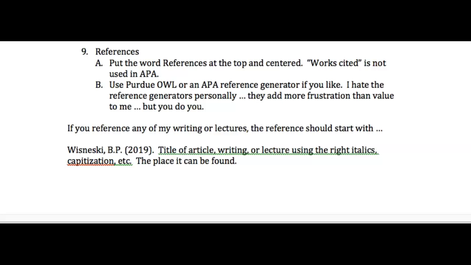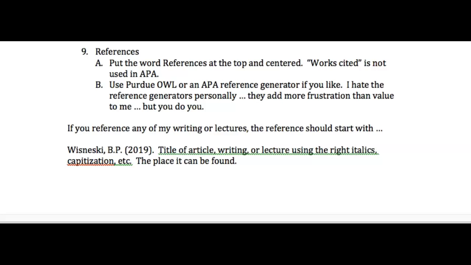But if you want to do that, go ahead and just put APA reference generator into Google, and it'll probably come back with 3 or 4 where it asks you to put in the name of the author, the year it was written, the title of it, whether it's a book, an article, a lecture, or whatever, and where you found it, and it puts it all together and makes an APA reference for you. Certainly it's not cheating because it's available to you.